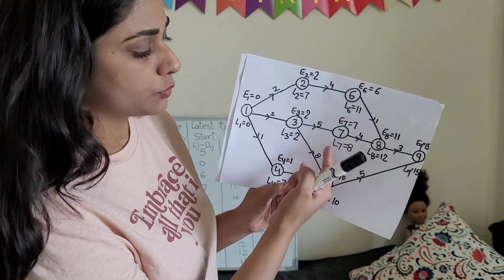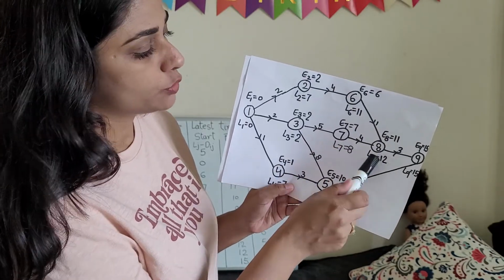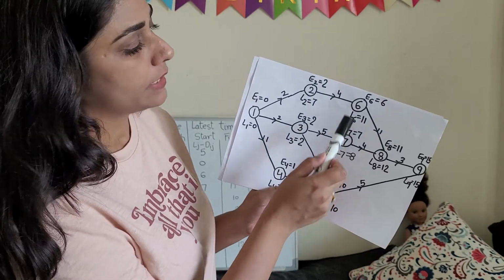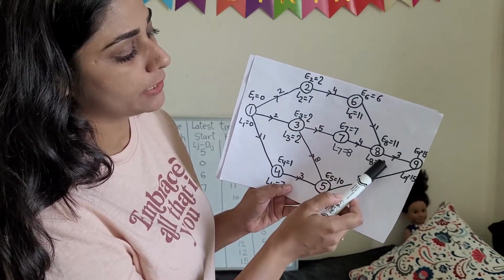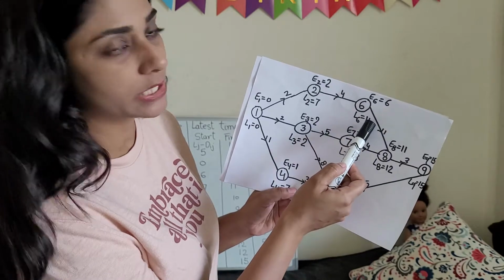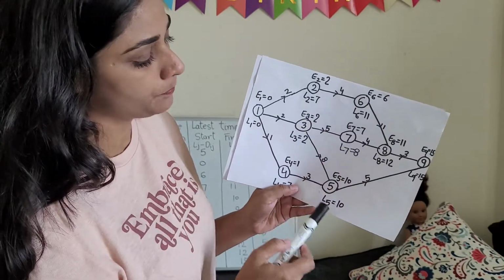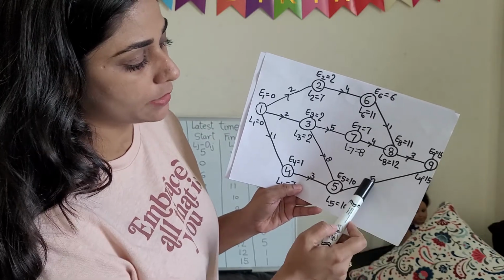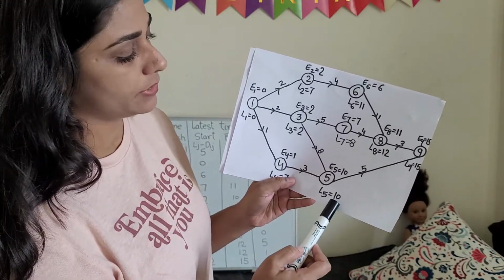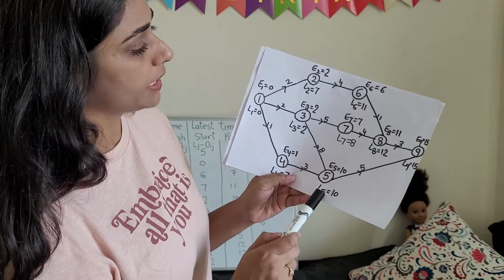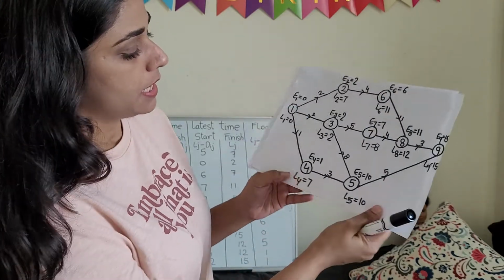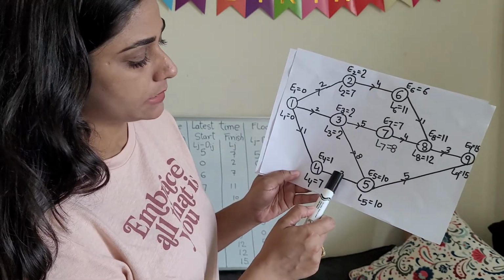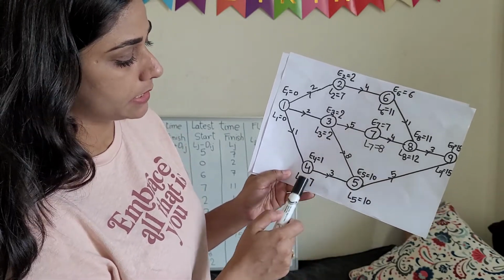After L8 we will come to L7. L7 equals 12 minus 4, which is 8. Correct? Now L6 equals L8, 12, minus 1, which is 11. So L6 equals 11. L5: L9 is 15, 15 minus 5, which is 10. So L5 is 10. After L5 we come to L4. L5 is 10, 10 minus 3, which is 7.